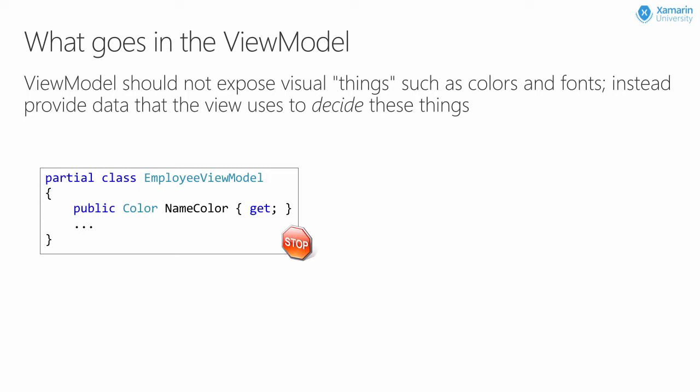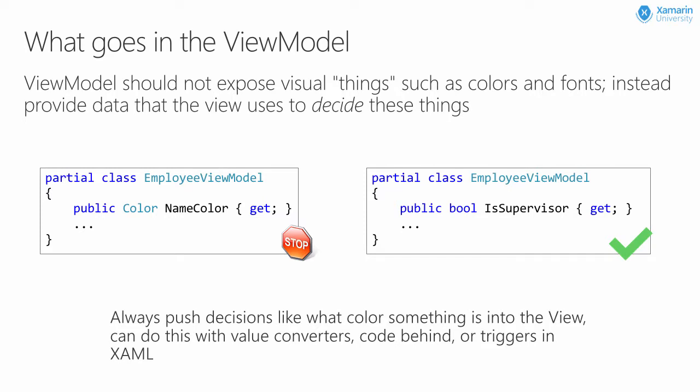The better approach is to provide a mechanism, often a property, that indicates if the employee is a supervisor. Then the view contains the visual logic to control the visualization. This means updates in the visual only happen in the view. And the view model remains platform independent.